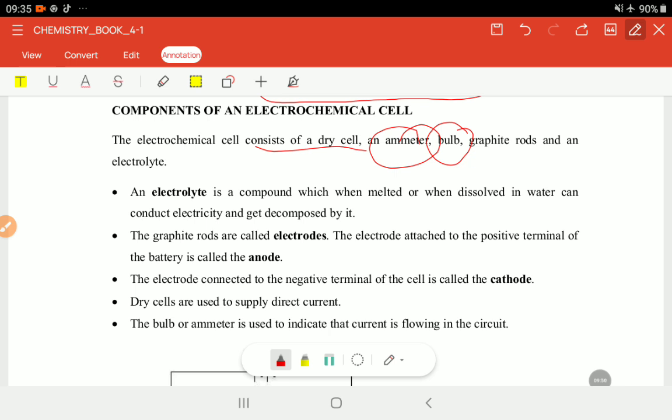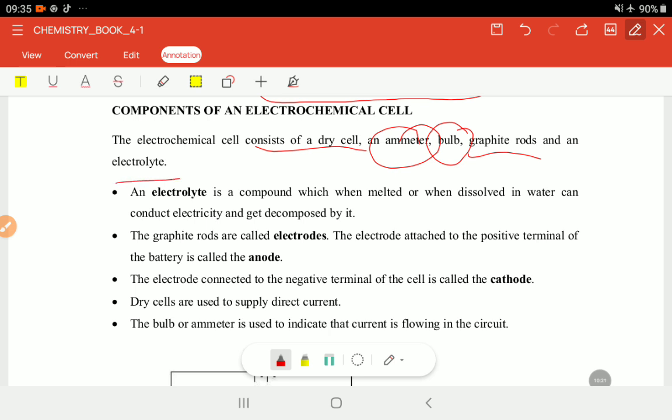And we also need graphite rods. Okay, so the graphite rods are what are called electrodes, right? The graphite rods are attached to the terminals, and we know that a battery has a positive and a negative terminal. So these are connected to these terminals, and they are immersed in that solution that we have, which is the electrolyte.